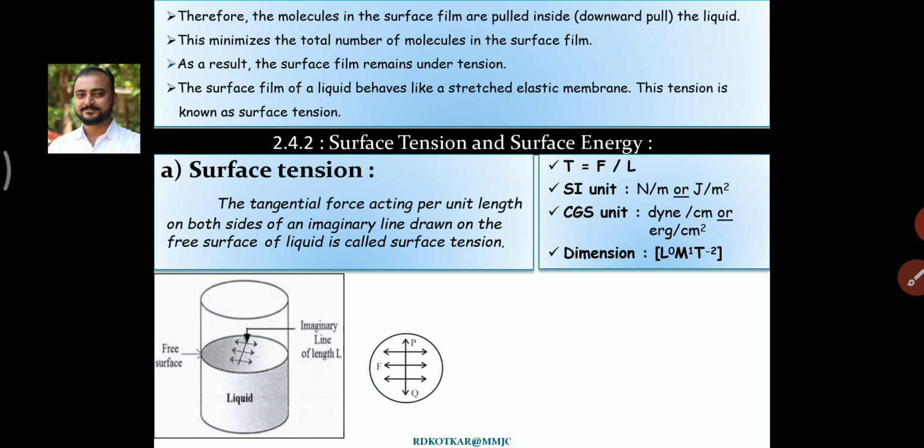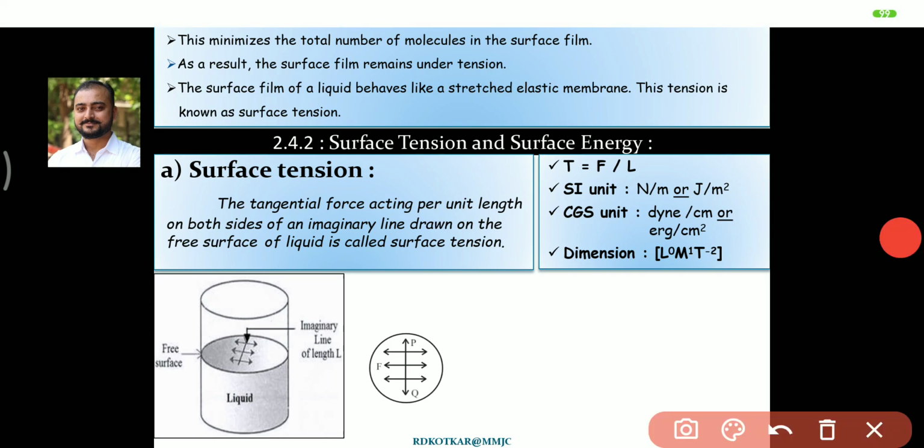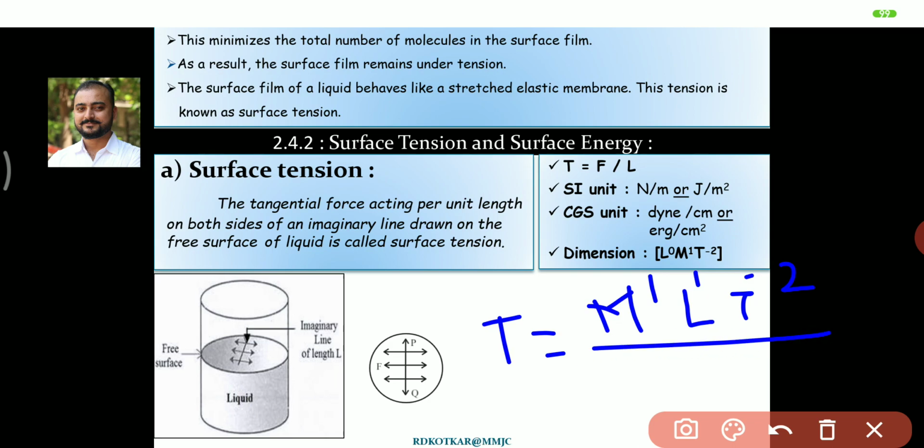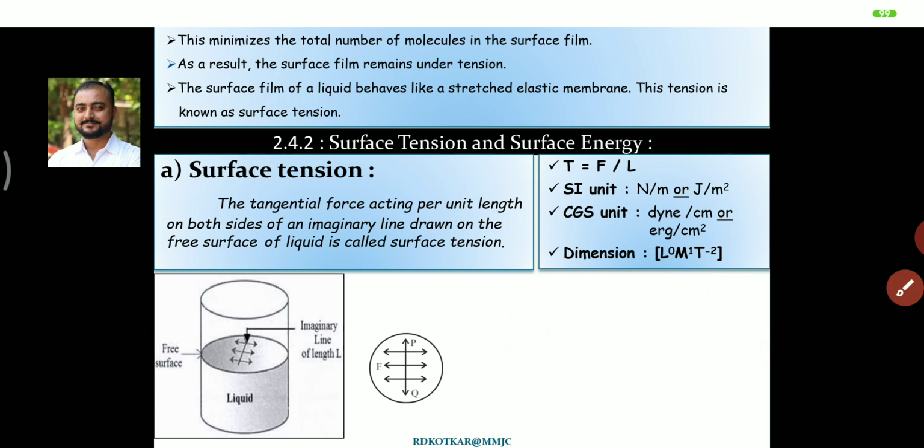Now what about the dimensions? The dimensions of surface tension are given by T equals force, having dimension M raised to 1 L raised to 1 T raised to minus 2, divided by length, that is L raised to 1. So both lengths get cancelled, and what remains is M raised to 1 T raised to minus 2. Simply, that is the dimensions of surface tension.